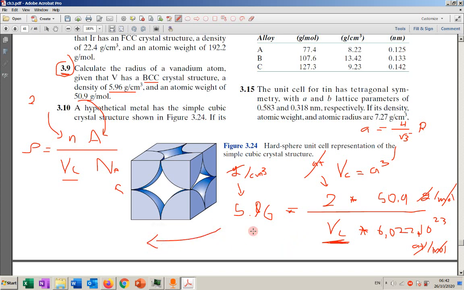So if I calculate the volume of this unit cell from this calculation, based on what we have here, it's going to be something very small. Write it down here.